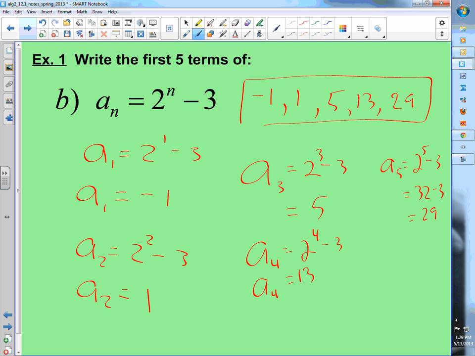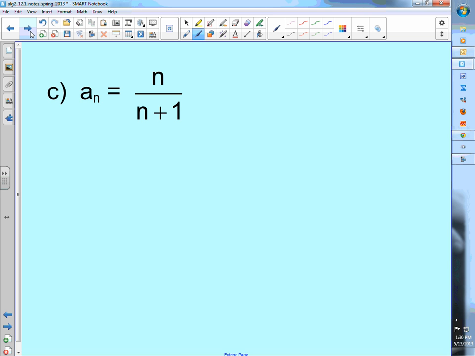So there are the first 5 terms. Everybody with me so far? Everything we're talking about right now is in a very general sense. See if you can find the first 5 terms of this sequence.